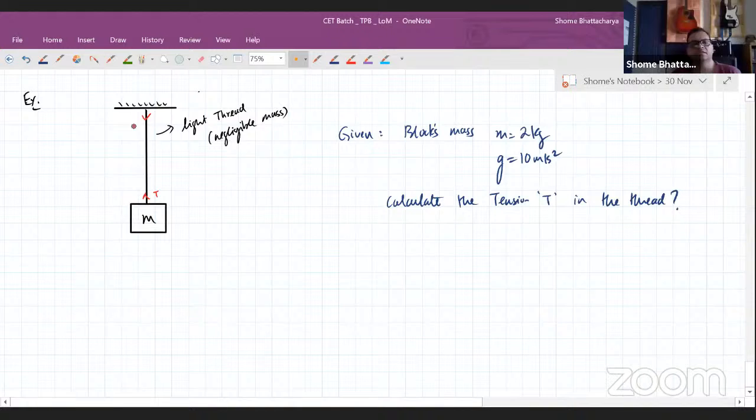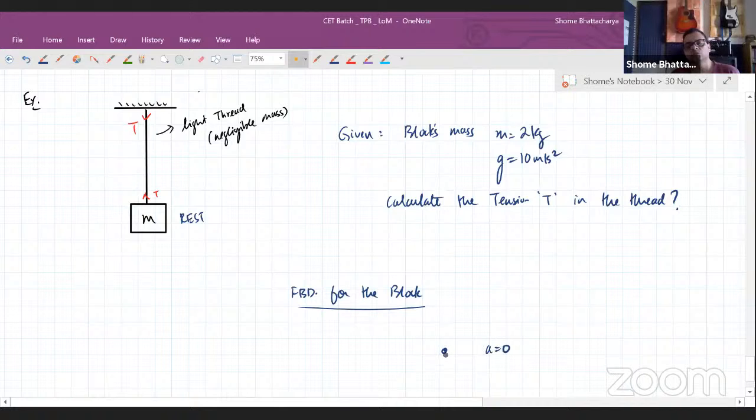The tension T acting at the two ends acts like this. So when we make the free body diagram for the block, we can see that the block is at rest, so its acceleration is zero. But there are two forces acting on it: weight, which is acting vertically downwards, and tension acting vertically upwards. So tension has to balance mg. So the tension in this case has to be 20 newtons.